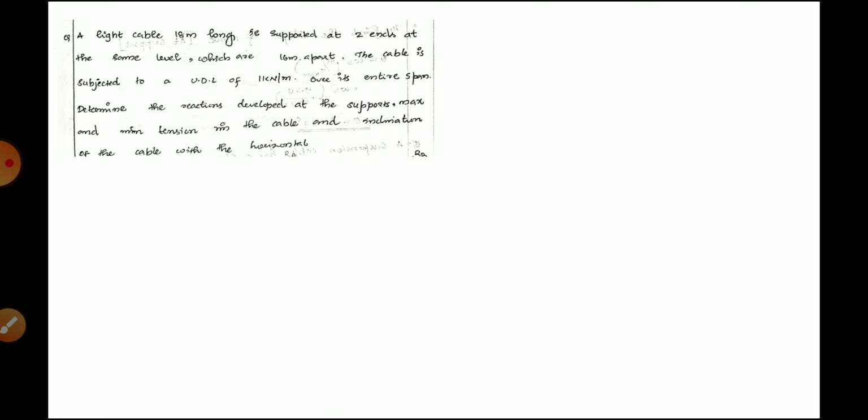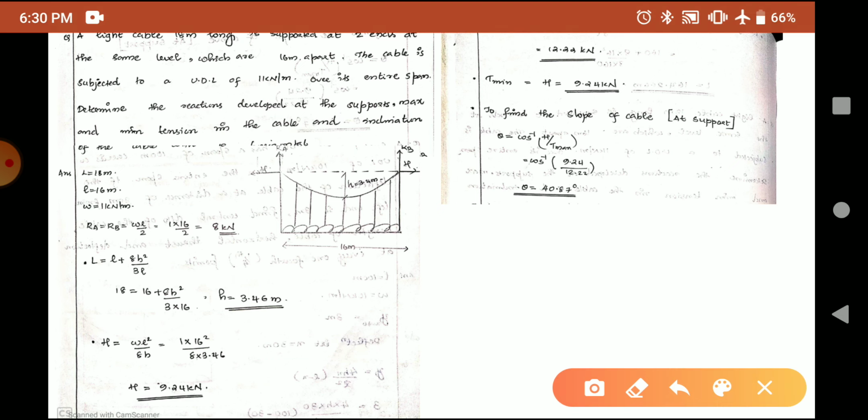Okay. So in the next question, a light cable 18 meter long is supported at two ends at the same level, which are 16 meter apart. The cable is subjected to UDL of 1 kilonewton per meter over its entire span. Determine the reactions developed at the supports, maximum and minimum tension in the cable, and inclination of the cable with the support. So based on the question, what will be the figure? So you draw the figure. We have the two ends which are 16 meters apart. So small l is equal to 16 meter.